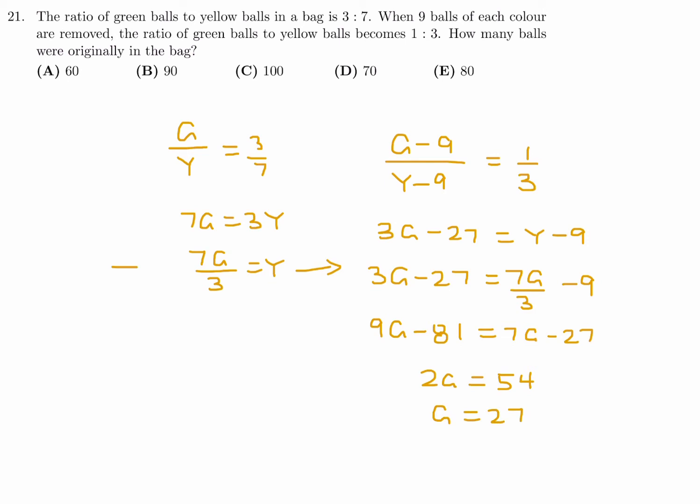And then when you substitute back into here, you will get y is equal to 63. So the total number of balls in the bag originally is basically g plus y. So that's 27 plus 63, and that is equal to 90. So number 21, the answer is B.